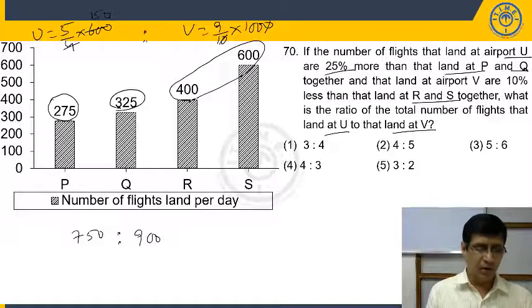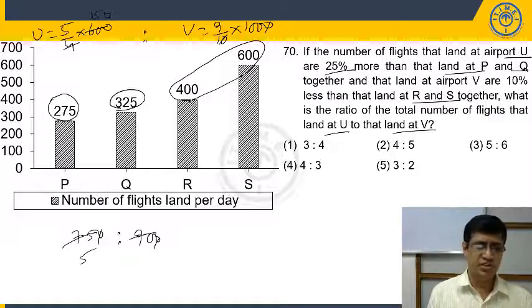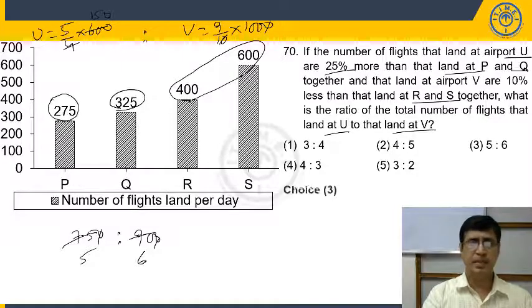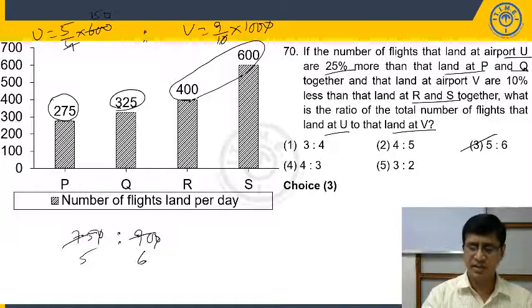Okay. Now what is the simplification? Zero and zero you can cancel. Dividing by 15: 15 goes into the first value 5 times, and 15 goes into the second 6 times. So how much is the ratio? 5:6 is the ratio, which means option 3. The right choice is the 5:6, option 3.